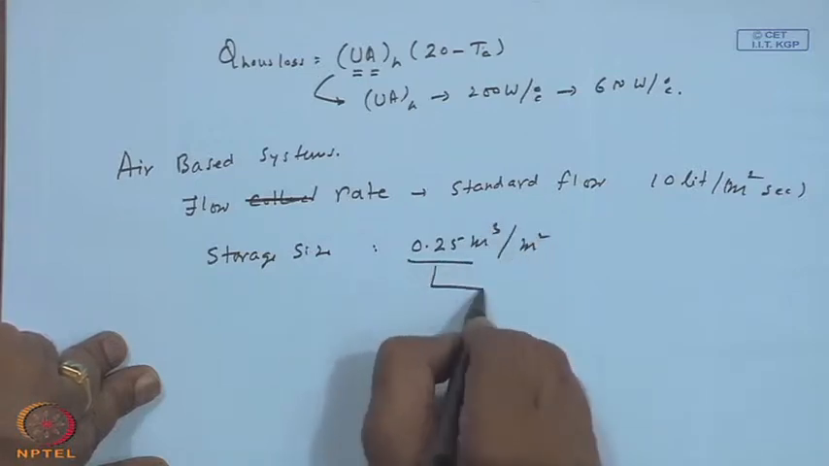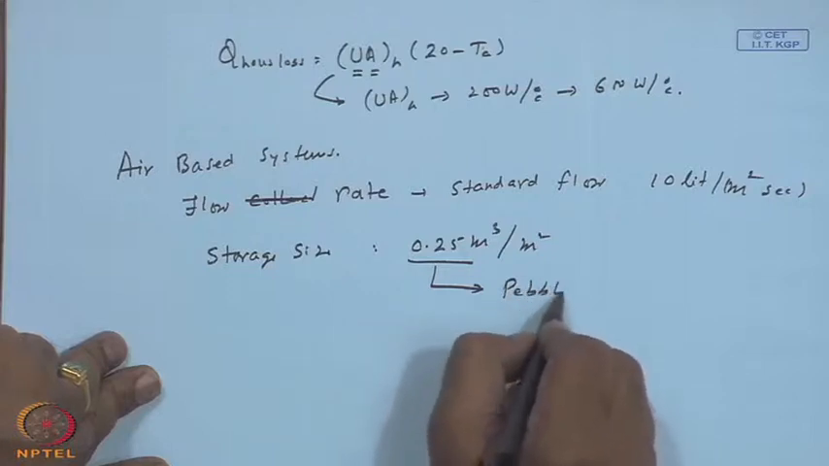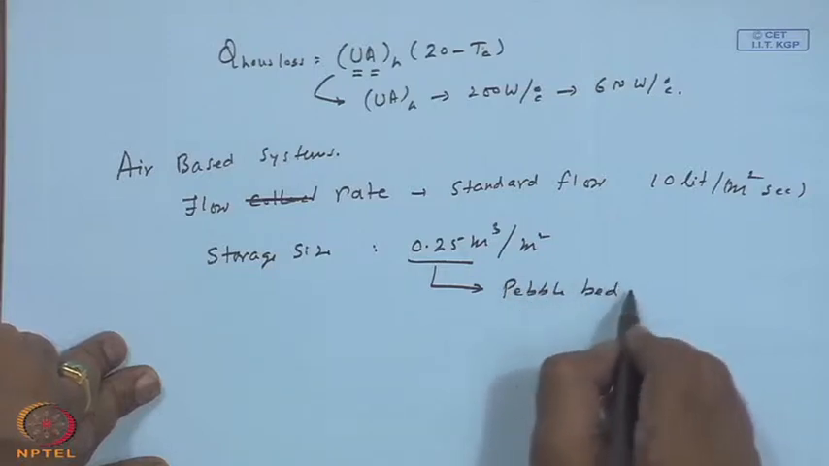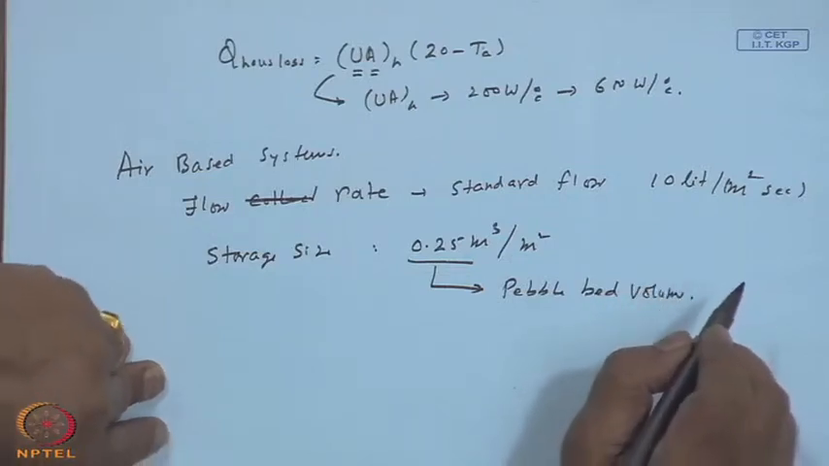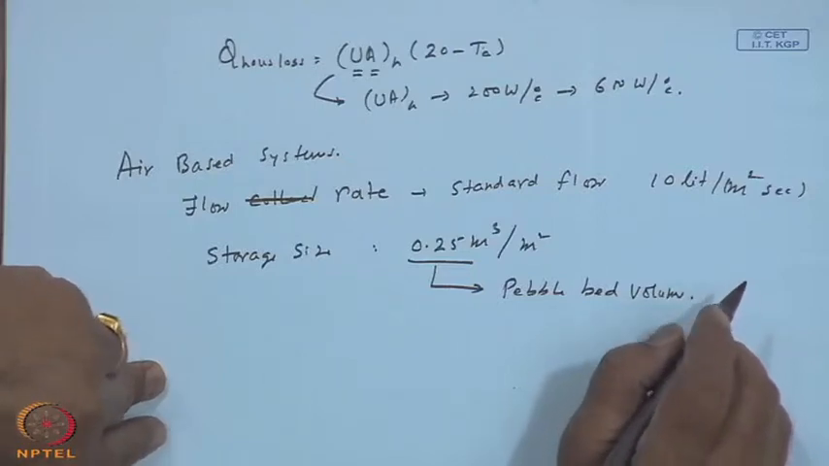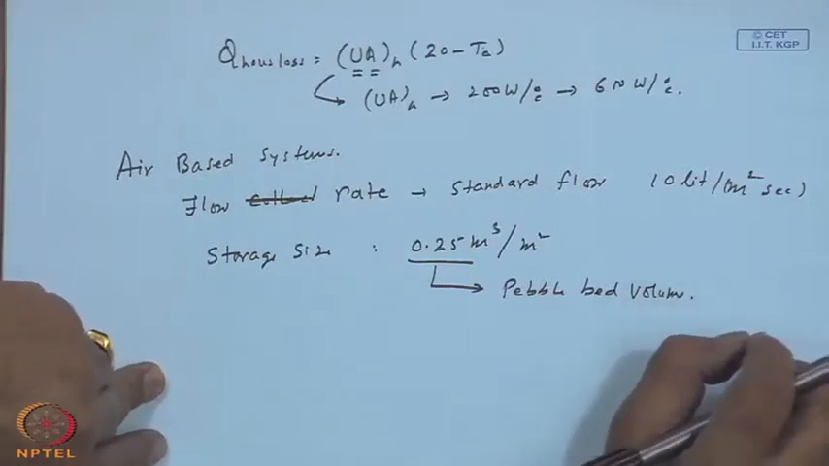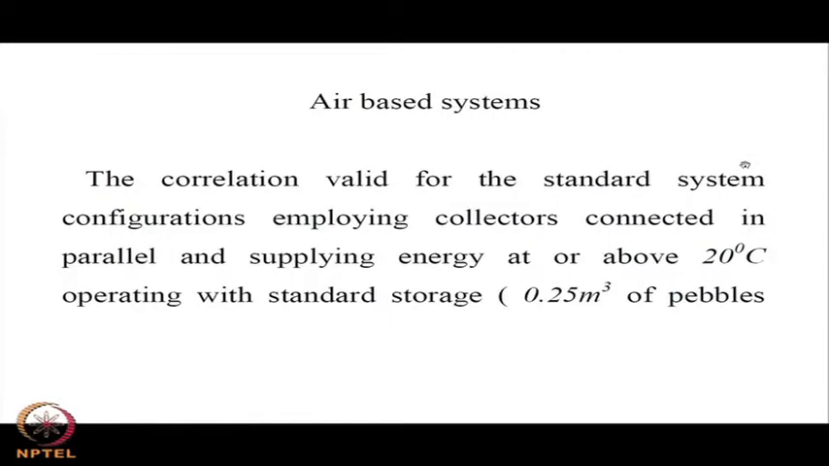This is the pebble bed volume, the pit we were showing earlier in the figure. So, you provide 0.25 meter cube per square meter of area. Now, if you take into account the specific heat of the pebbles, roughly 1 inch size and randomly packed, this may correspond to a heat capacity of about 350 kilojoules, which will be relevant in the case of water heating systems, once you specify the mass specific heat product of the storage tank, assuming the fluid to be water.